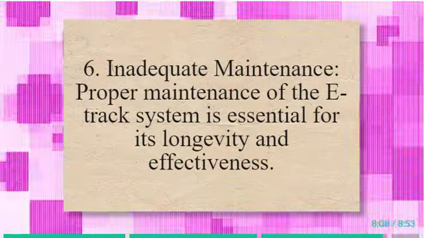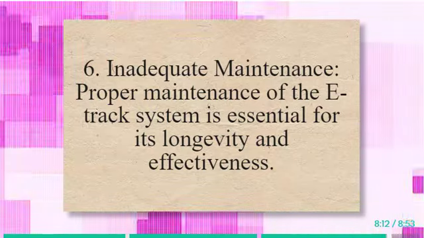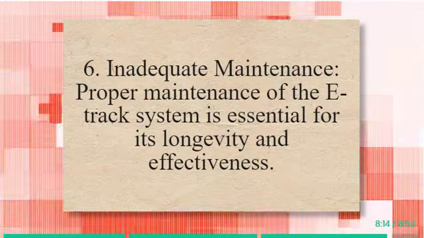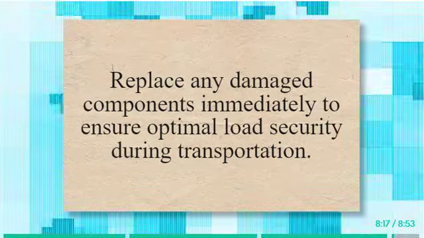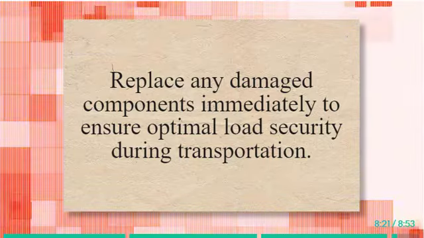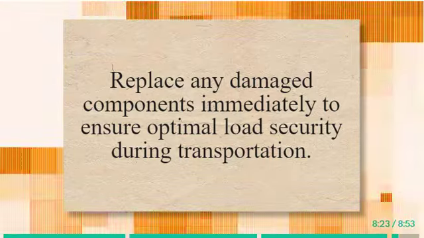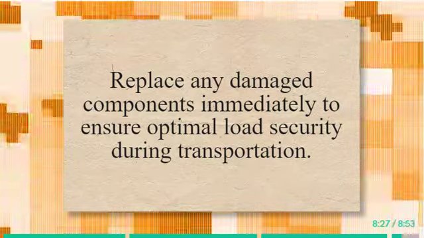6. Inadequate maintenance. Proper maintenance of the E-Track system is essential for its longevity and effectiveness. Regularly inspect the E-Track, hardware, and wood floor for signs of wear, rust, or damage. Replace any damaged components immediately to ensure optimal load security during transportation.